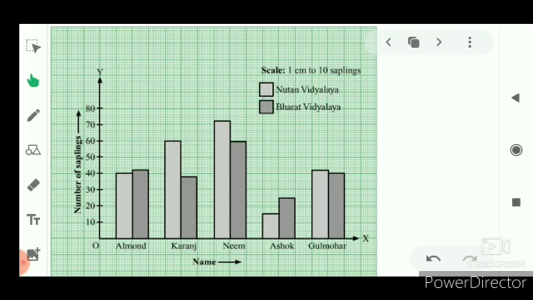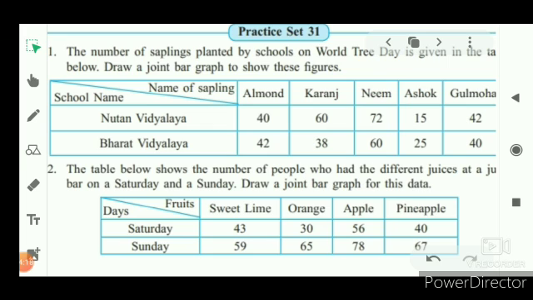Now let's see question number 2. The second question is, the below table shows the number of people who had different juices at a juice bar on Saturday and Sunday. We have to draw the joint bar graph for this data. Here the fruit juices are given: sweet lime, orange, apple and pineapple, and the days are given.